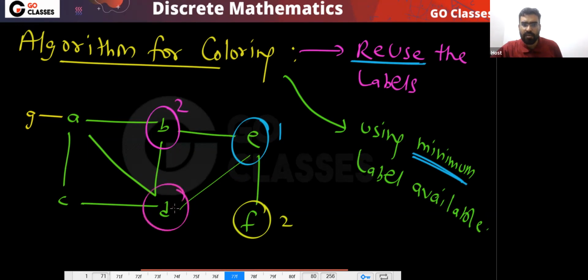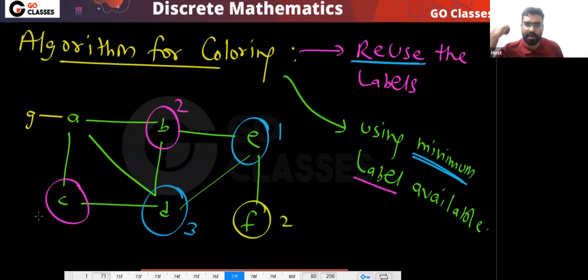Okay, for this vertex, what should I do? I cannot use 1, I cannot use 2, so let me use 3. For this vertex, just use the minimum color, the minimal label you need. So I can use 1. Very simple. I'm reusing the colors. For this vertex, you cannot use 1, 2, or 3, so you can use 4. And for this vertex, you can use 1.